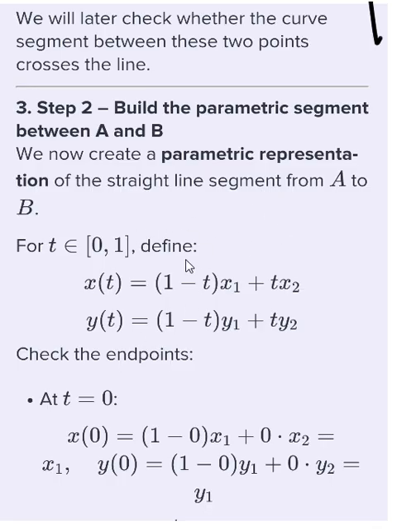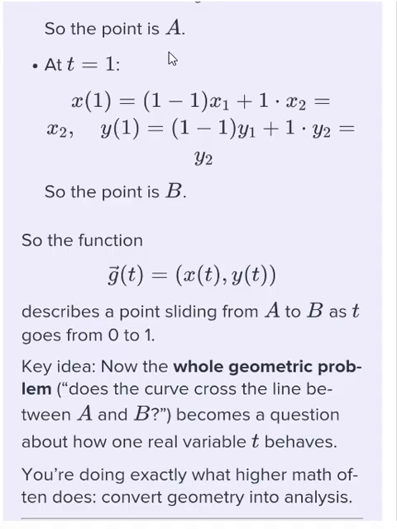We can easily understand this. If t is equal to 0, what happens? x becomes x1 and y becomes y1. Similarly, when t is equal to 1, we get x of 1 equal to x2 and y of 1 equal to y2. The point is B here.